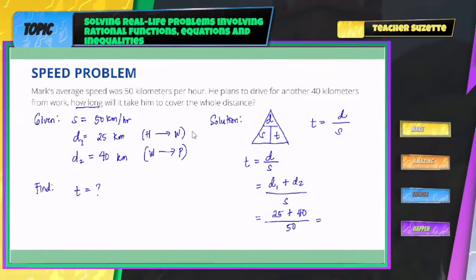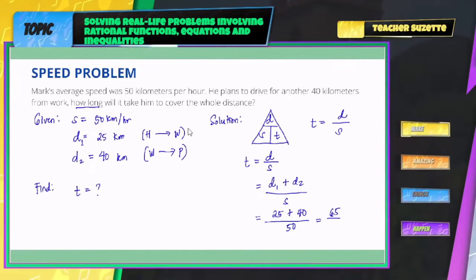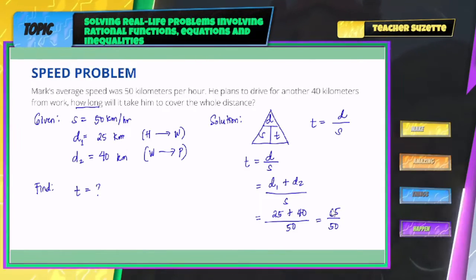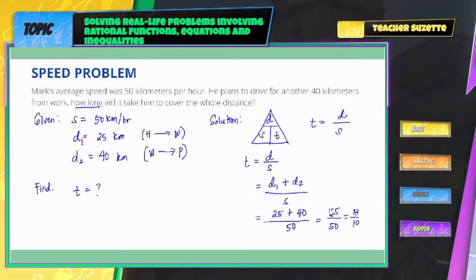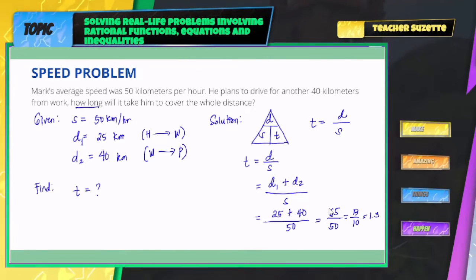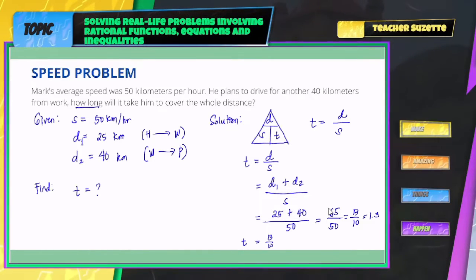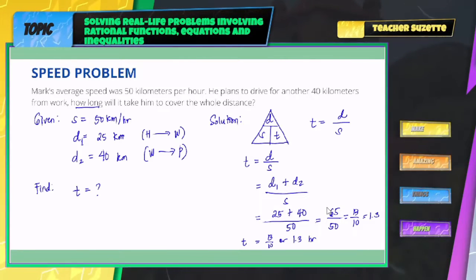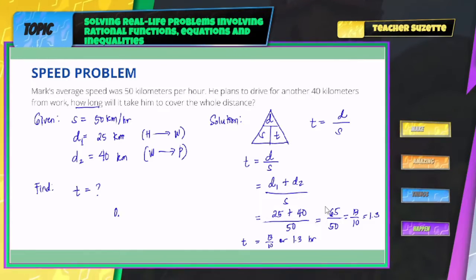So, solve lang natin. 25 plus 40 is 65 over 50. For the lowest term of 65 over 50, that is equal to 13 over 10. O kaya naman, in decimal, that is 1.3. So, our time is equal to 13 over 10 or 1.3 hours. So, itong 1.3 natin, pwede rin natin itong i-express into decimal, no? So, take note lang po, no, na this 0.3 is in hours.